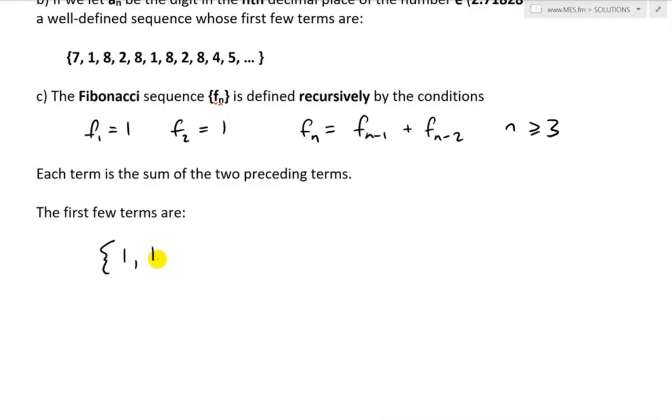So initially, the first term F_1 is 1, the second term F_2 is 1, and then for the third term, we just add the previous two. So 1 plus 1 is going to be 2. Then 2 plus 1 is 3. Then likewise, this one is going to be 5, and then 5 plus 3 is 8, and then 8 plus 5 is 13. 13 plus 8 is 21, and so on. Like that. It keeps going on and on.